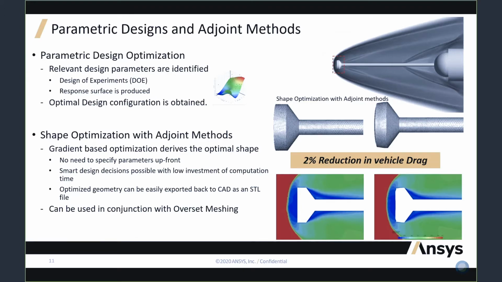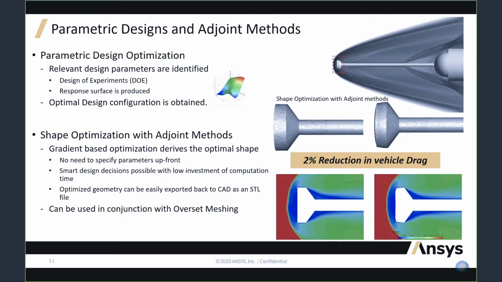and really this adjoint method has a very low investment in computation time, so it runs very fast. And also, interestingly, this can be used in conjunction with the overset meshing that we showcased before. That can be really useful for optimization, shape optimization.